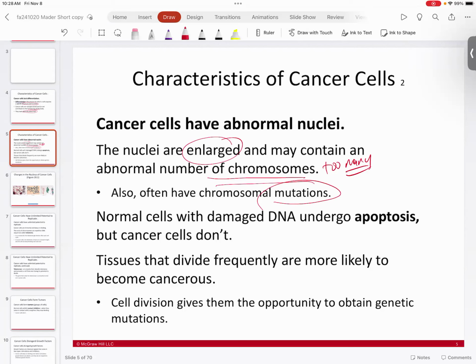Normally, when a cell starts to acquire a lot of DNA damage by way of mutation or chromosome abnormalities, it's designed to go through a process called apoptosis, which is programmed cell death. That's how you get rid of the bad cells, so that all that's left over are good cells. But cancers don't do that. Cancers acquire mutations that help them to evade apoptosis. Cells that divide frequently have a greater likelihood of becoming cancerous because they're in this cell division process. If they get it wrong or go off the rails, then they can start to evade the normal cell control.